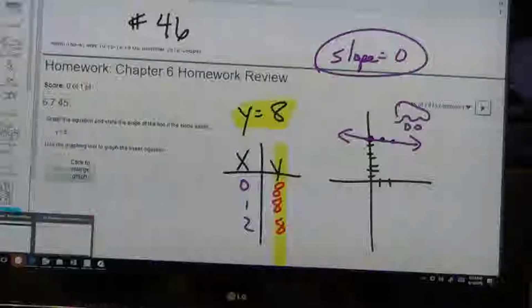So when I come over here, I go to my line. I go to 8, over 1, up 8. I hit save and check. And I say that my slope is 0. The number's 0. Are we feeling better? Yes, ma'am. All right. Here's another one.